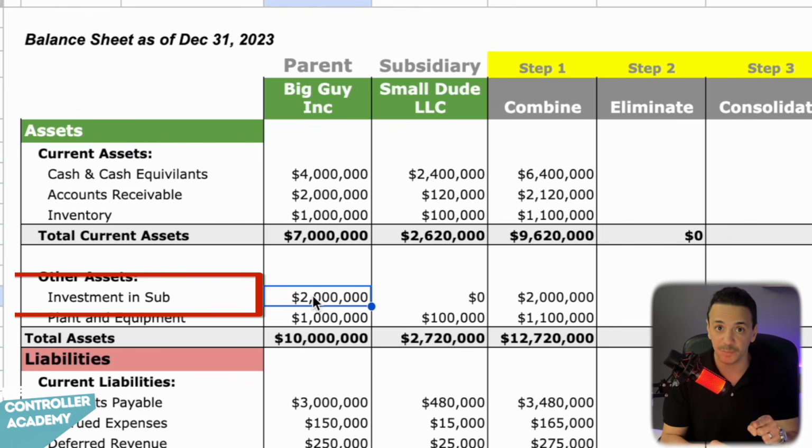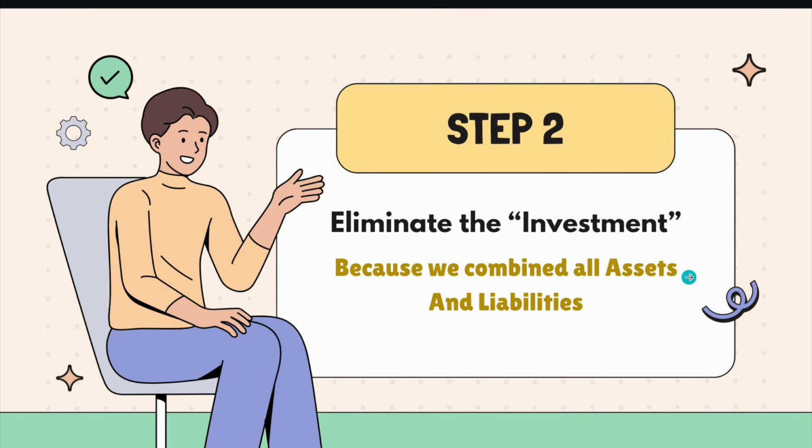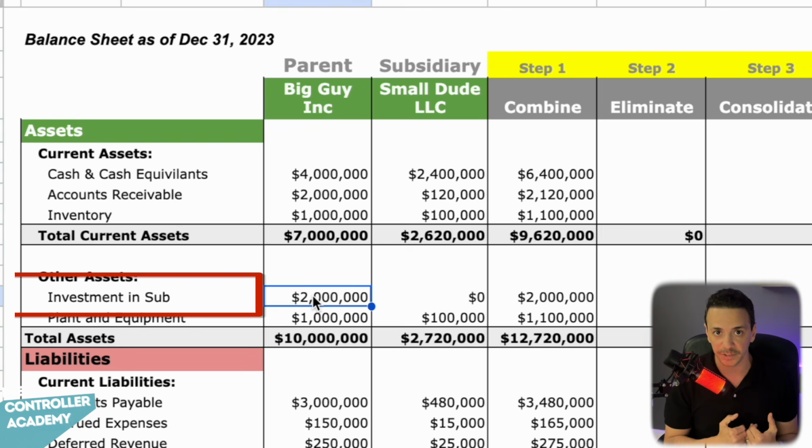The reason why, and this is important for you to understand, the reason why we eliminate the investment in subsidiary is because we purchased their assets and liabilities, and we're going to add up 100% of their assets and liabilities with our assets and liabilities. If we keep the investment, this is the key point here, if we keep the investment, we'll be double counting. And we don't want to be double counting, right? So this is the important point to understand here, is that you eliminate the investment in sub because you already combined their assets and liabilities, and now you have to get rid of the investment in sub. Otherwise, you're double counting.